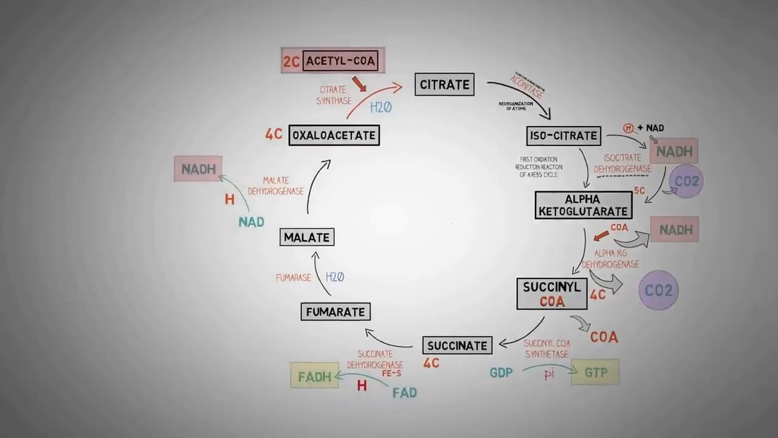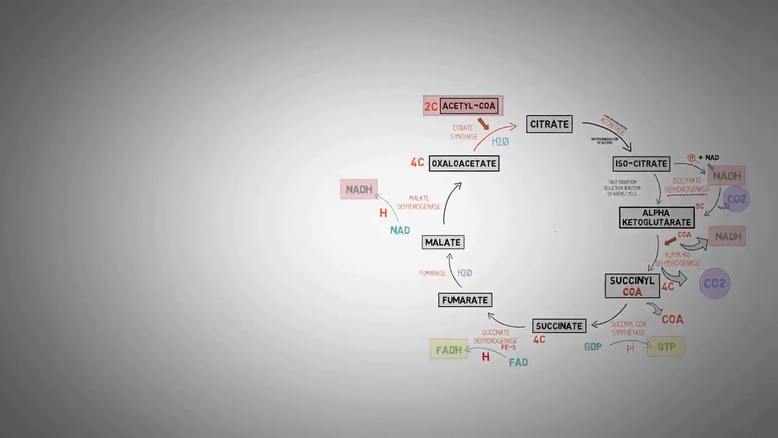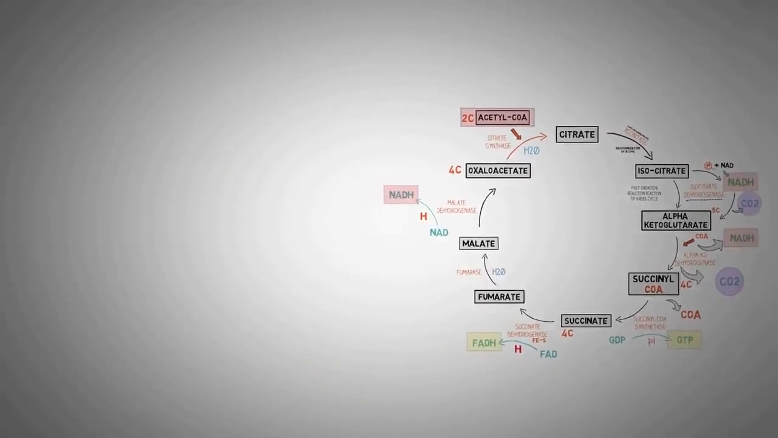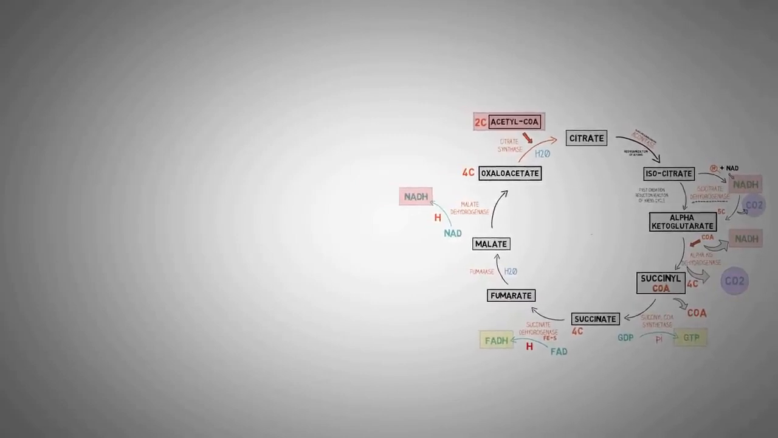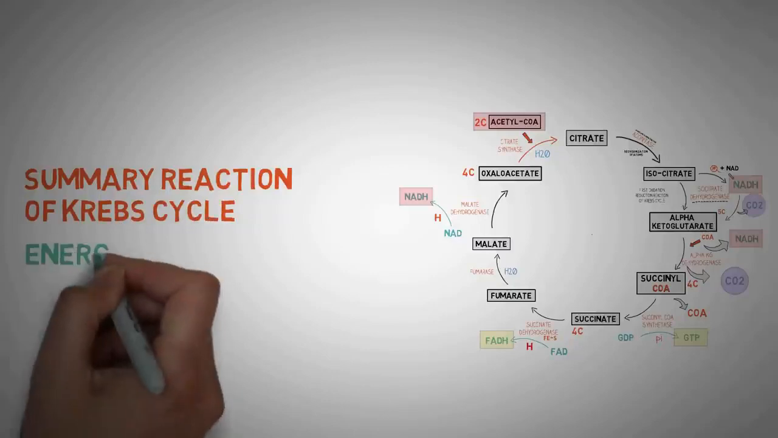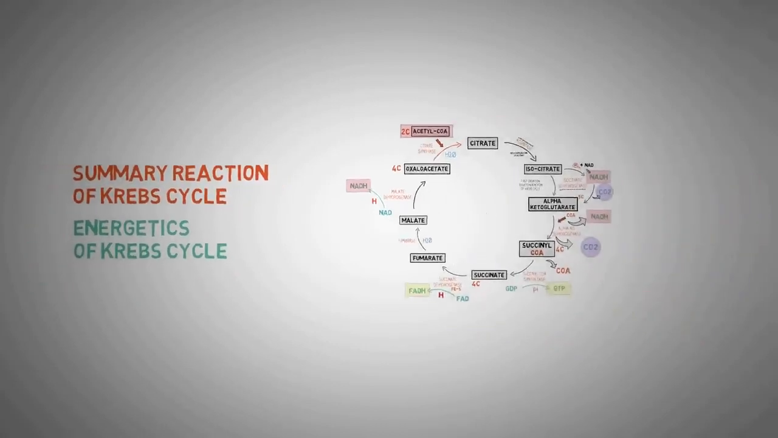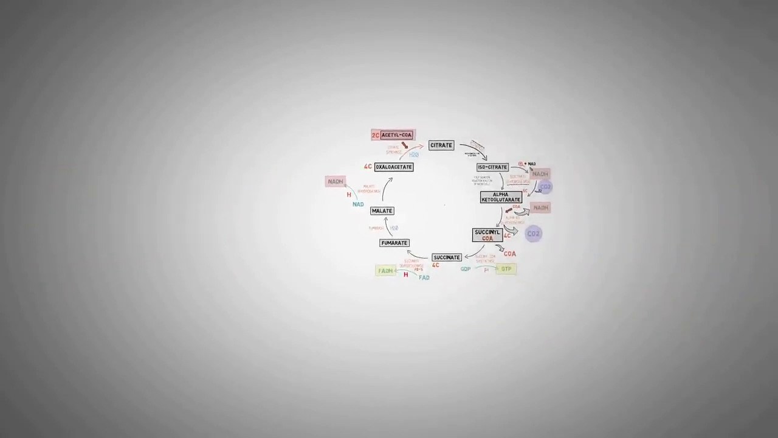Now there are a few other important concepts regarding the Krebs cycle that you must understand to have a complete knowledge about this biochemical cycle. The first is this summary reaction of this cycle. And the second is the energetics of this cycle, meaning how many ATPs are produced for every 1 molecule of glucose that enters the cycle. So first, coming to the summary reaction of the cycle.